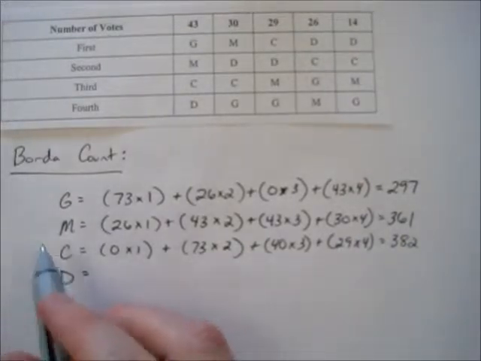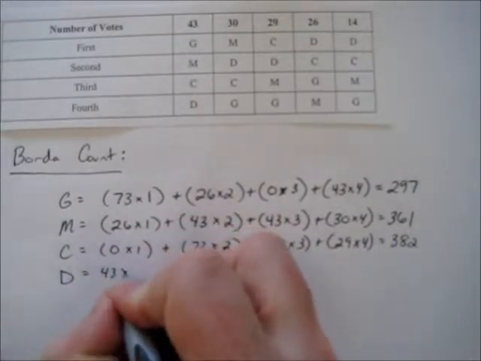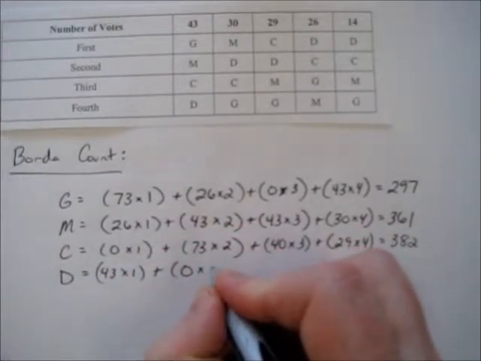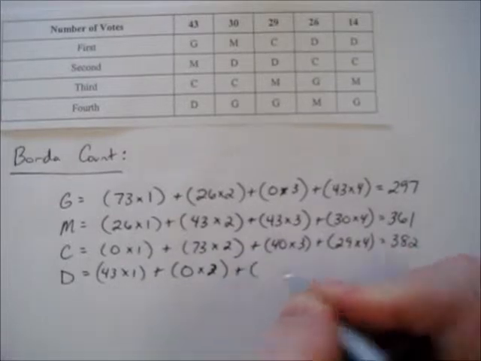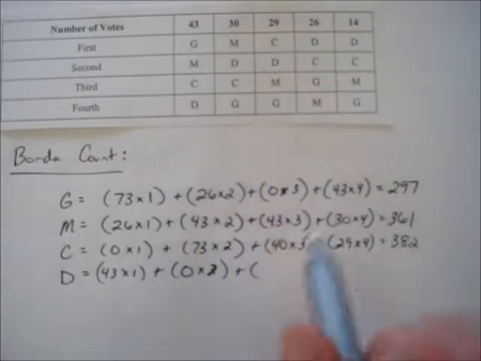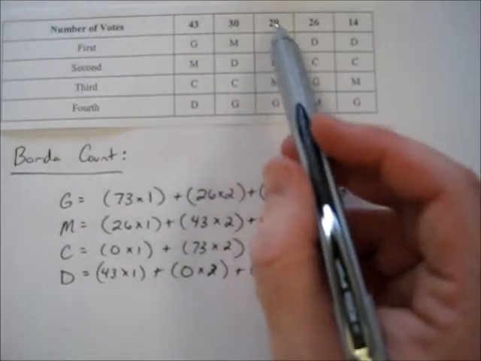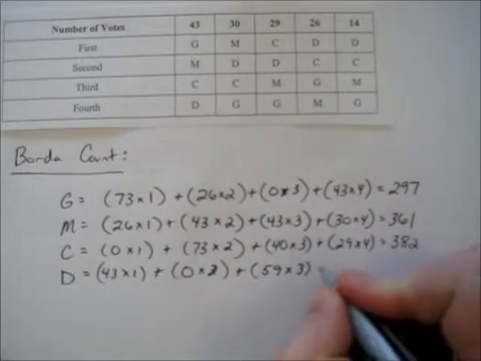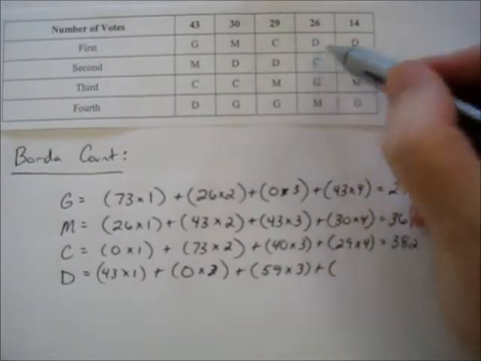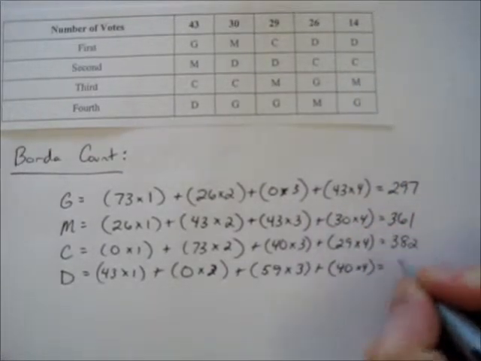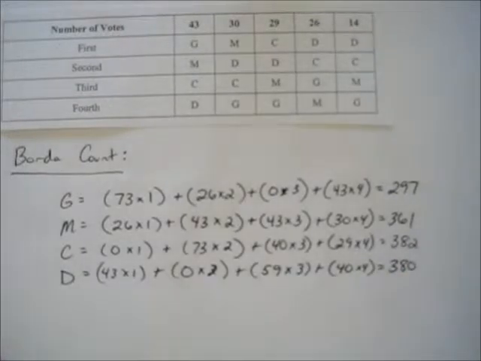And then lastly, Dill, 43 people put them in last place. Nobody in third place. 29 and 26. 30 and 29 for 59 people in second place. And at the top, we had 26 and 14, so 40 people, which gives us 380.